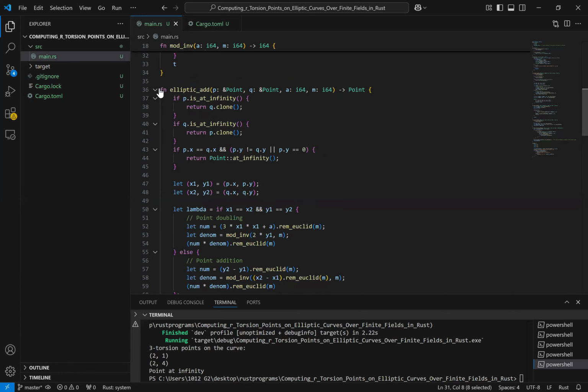This is where we are doing addition. We are doing an addition. You have 2 points, P and Q. And this is the same thing I was explaining.